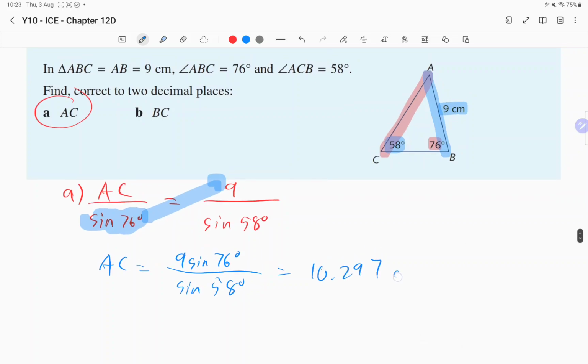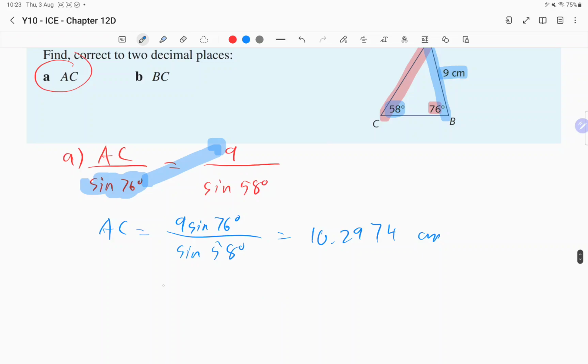Okay, so again, 10.2974 actually. I write it in 4 decimal places and then I'll write the answer. Therefore, AC is 10.30 centimeters, so 2 decimal places.